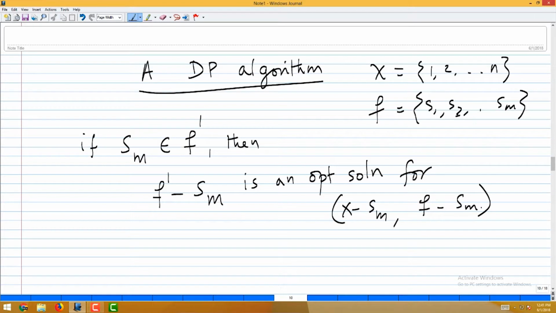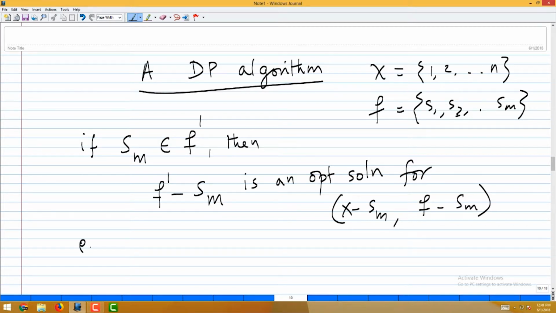Right. Sm is covering some set of elements. So, I remove it from my universe and I go to the remaining thing. I want my remaining family to cover the remaining elements optimally, right, clearly. So, in my F', the remaining sets are the optimum number of sets that cover the remaining universe from S1 to Sm minus 1.